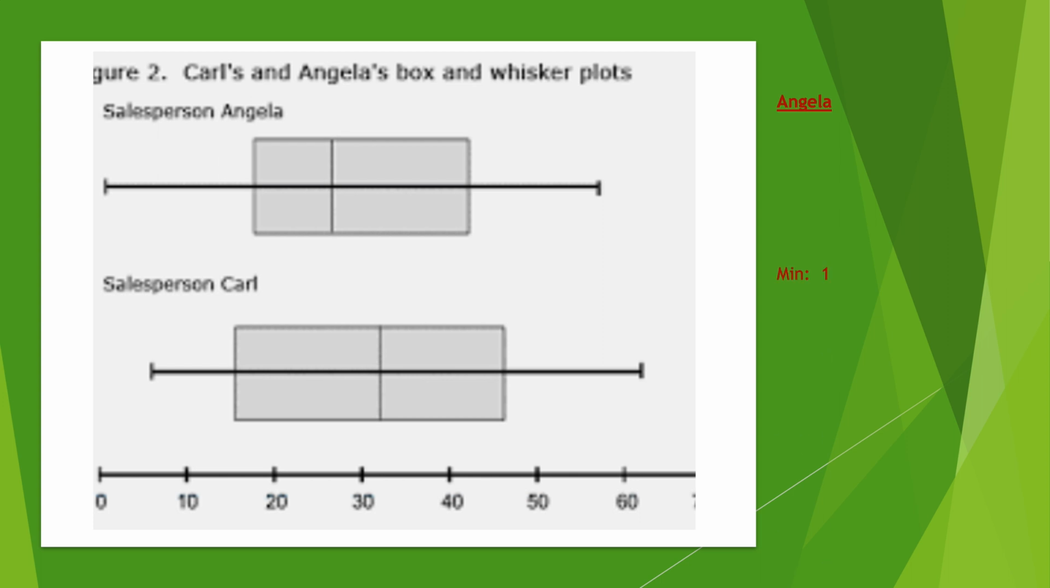So we have Angela. Her minimum is about a 1, right? Because here's Angela always over here. You might have thought it was a 0. A little tough to tell. First quartile, I had it down for being about 18. Median, I thought it was about 28. Third quartile, I had 41. Maybe it's more like 42.